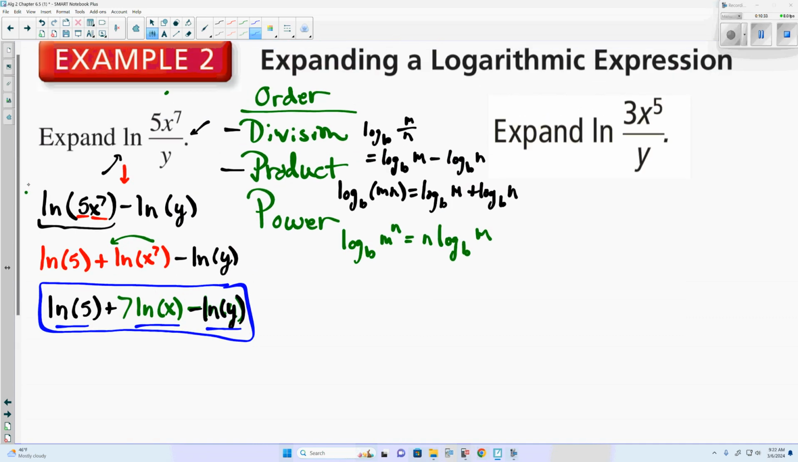All right, we have this next one here. We want to expand 3x to the 5th over y. Well, again, division is first, product is second, power is third. So yes, we have a division here. So to start off, we'll have our numerator minus our denominator. Let's focus in here.